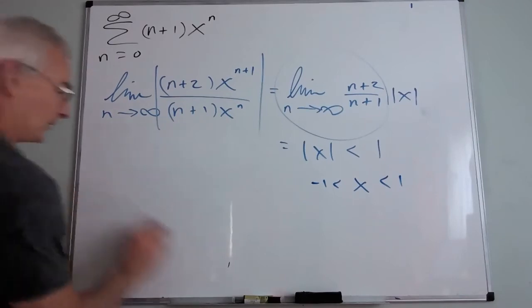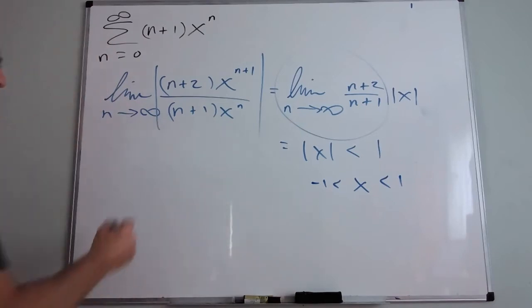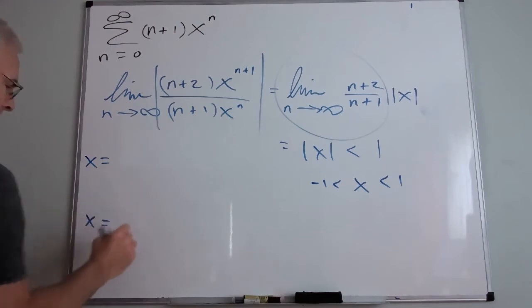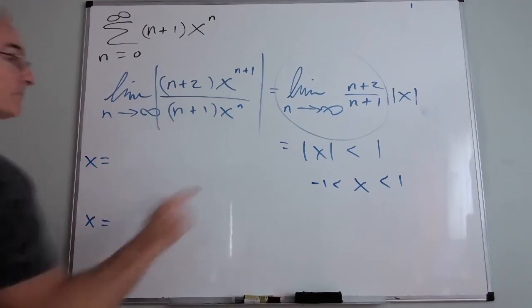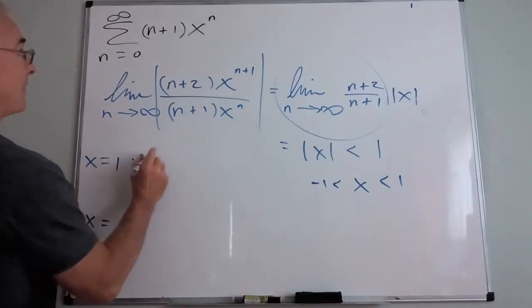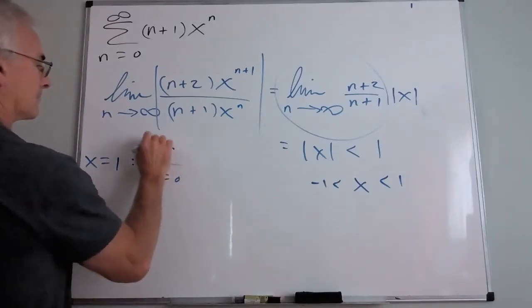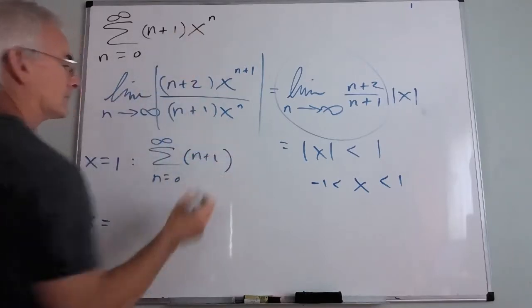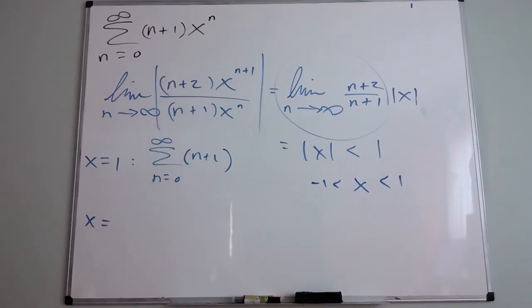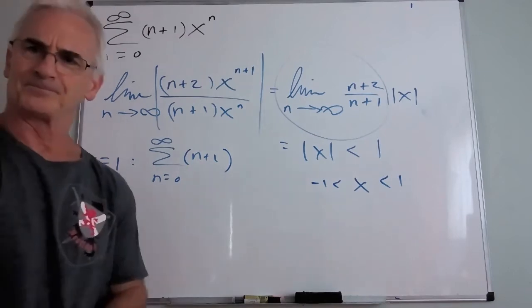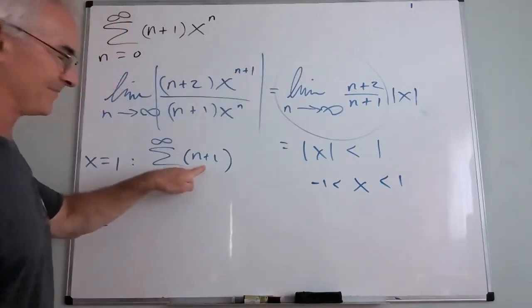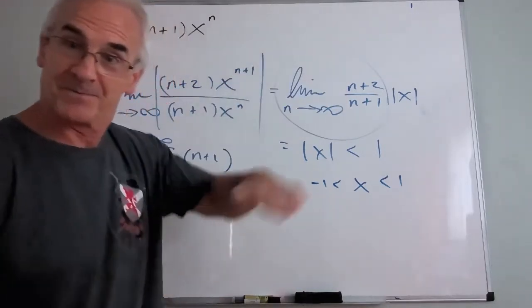Okay, so now let's test our endpoints. So we're going to check x equals 1 and x equals negative 1. Which one should we check first? We'll check the positive one first. And that gives us, well, 1 to the nth power is just 1. Converge or diverge? It diverges because the terms are getting bigger.